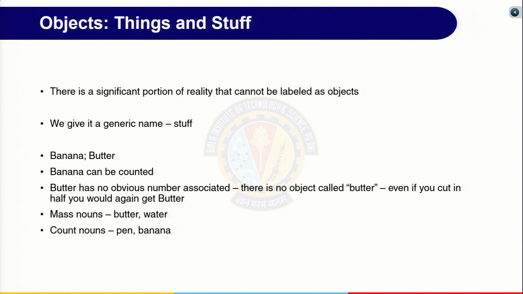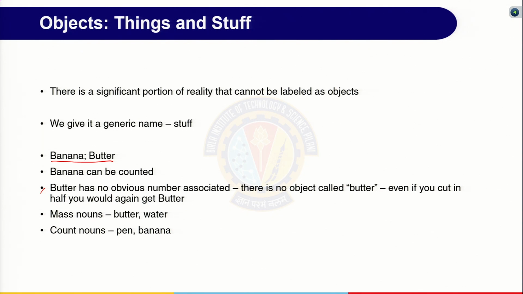When we talk about objects as well, there is a significant portion of reality that cannot be labeled as objects. Let us name it as stuff for now. Let us look at an example. What do I mean by that? If we consider two objects, banana and butter. Whenever you look at a banana, you can count the banana, or you can weigh the banana, or you can tell the number of bananas that you have. But when it comes to butter, there is no obvious number that you can associate with it.